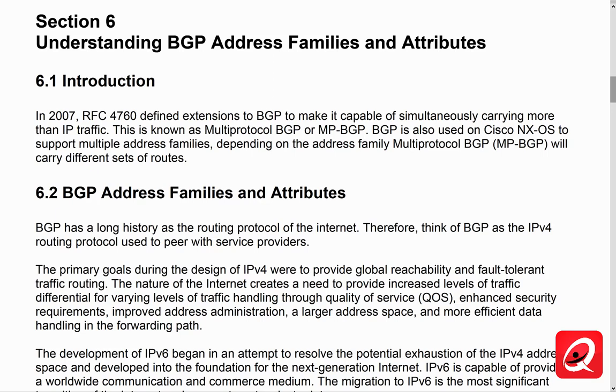Multi-protocol BGP is also used for things like MPLS VPNs, where we actually use the MP-BGP protocol to exchange the VPN labels in the MPLS VPN environment. And for each of these different address types, we use different address families. And that's what we're going to be exploring in this particular section here.